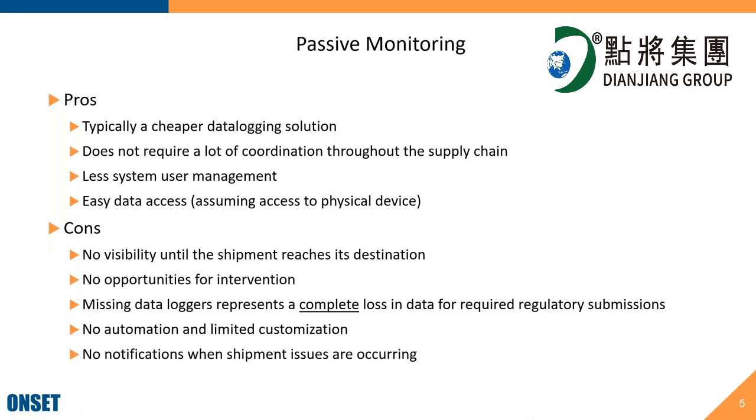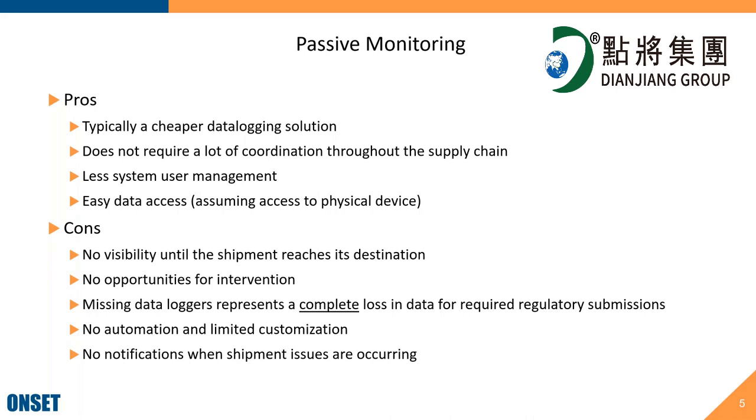Another con is if you lose one of those USB data loggers, it represents a complete loss of data. You're not going to be able to get that back. Once it's gone, it's gone. There's no automation and very limited customization with those loggers. So typically when you order a USB logger, you have to provide a lot of the details in terms of low temp, high temp alarms, how often it records, how it starts up. And it's really difficult to change that behavior once it's done.